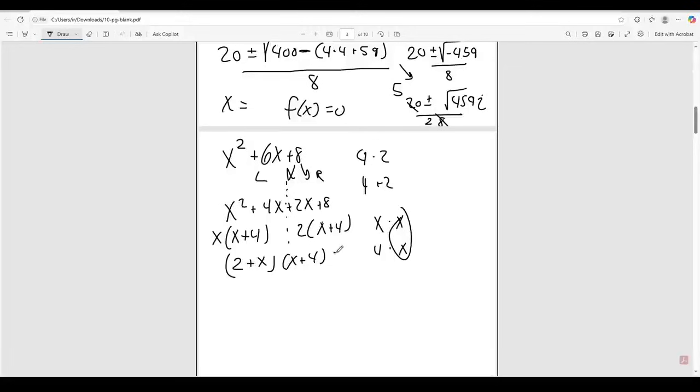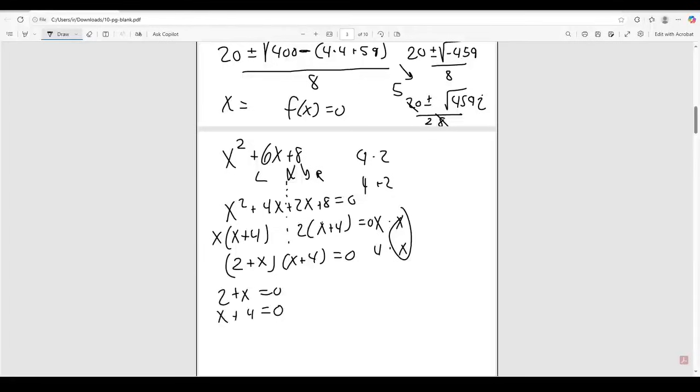And again, the factors, if you set them equal to 0, will give you x values that make the entire function equal to 0. Because if you make any one of these parentheses equal to 0, the whole thing comes crumbling with it. So to find the zeros, just do 2 plus x is equal to 0, so set both of the parentheses equal to 0.